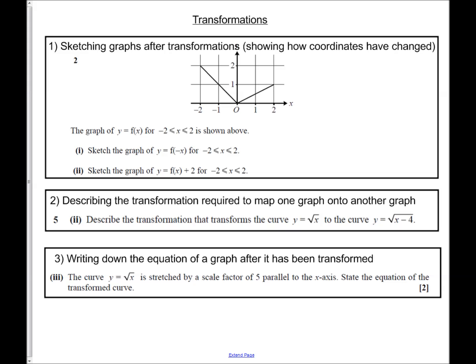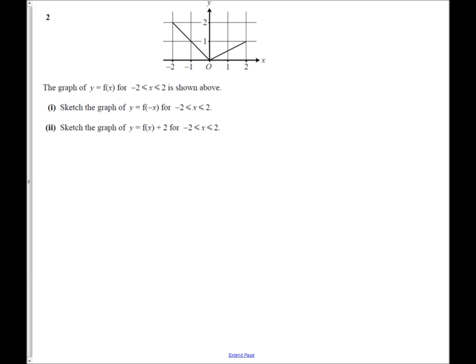The second sort is describing the transformations required to map the graph of one equation onto the graph of another equation. And the third is writing down the equation of the graph after it's been transformed. So let's have a look at the first sort. Here we've got a graph and it says sketch the graph of y equals f of minus x. Well, the first thing that we need to do is recap our transformations.